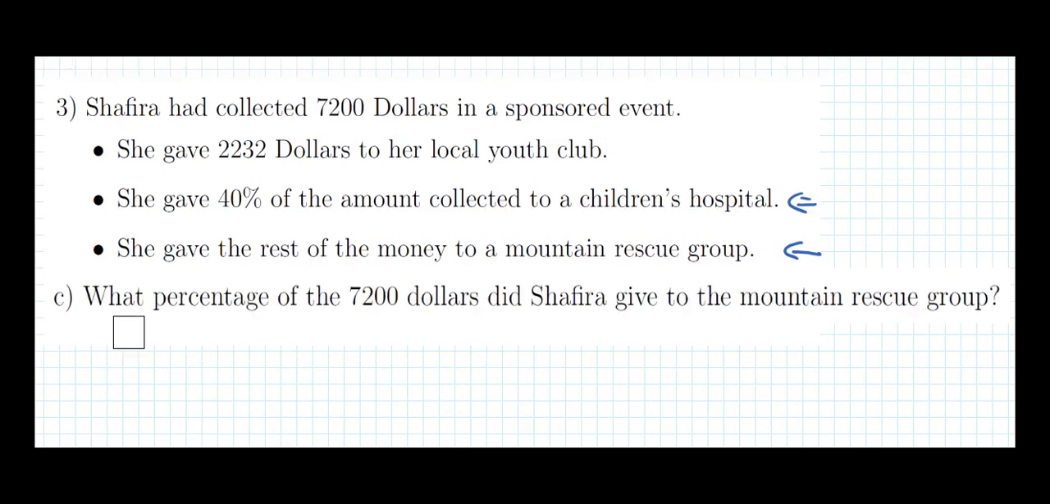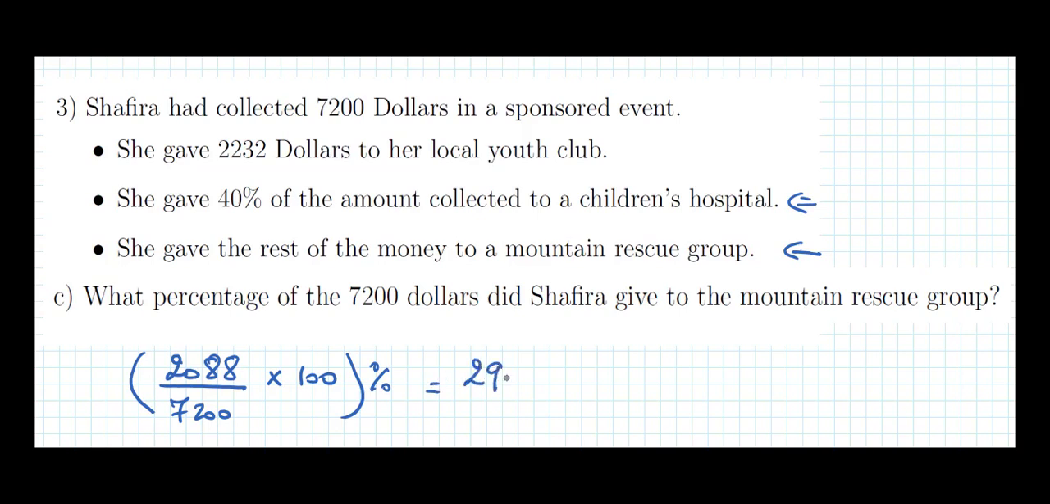And the last question, we should find what percentage of the $7,200 Shafira gave to the mountain rescue group. So we remember that the amount was $2,088. So we divide this amount by 7,200 and we multiply this fraction by 100%, which is equal to 29%.